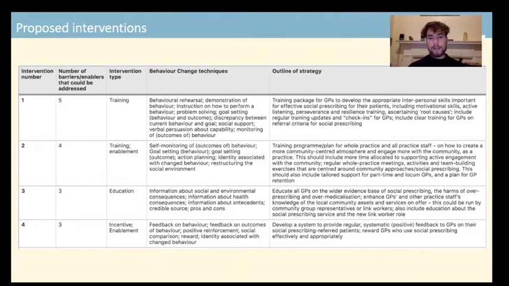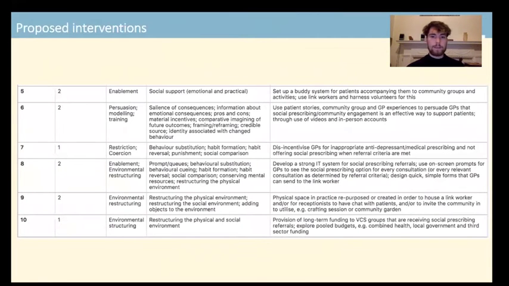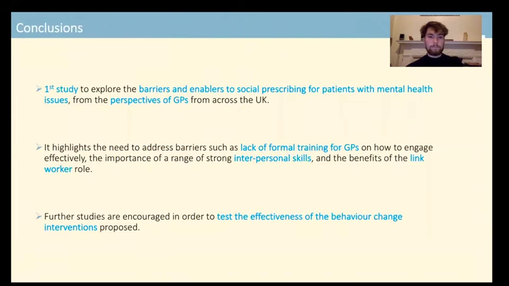Also at the bottom here, we proposed developing a system to provide regular, systematic, positive feedback for GPs on their social prescribing referred patients, and reward GPs who use social prescribing effectively and appropriately. Some more examples here. So for example, we proposed setting up a buddy system for patients, accompanying them to community groups and activities, and to use link workers and harness volunteers for this as well.